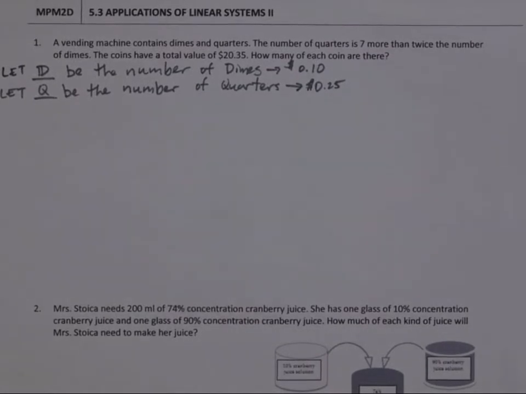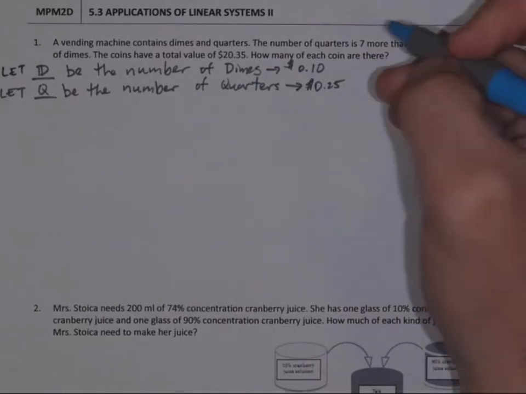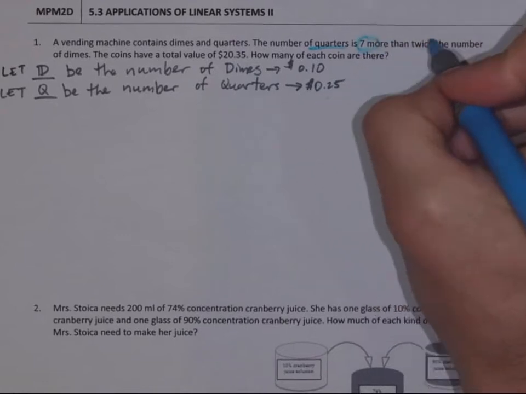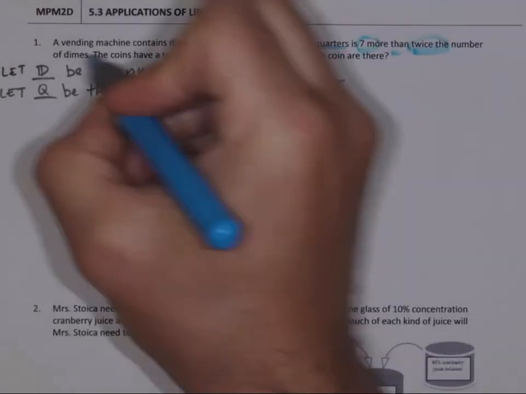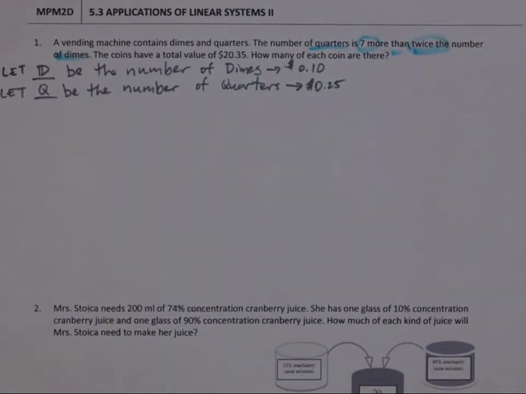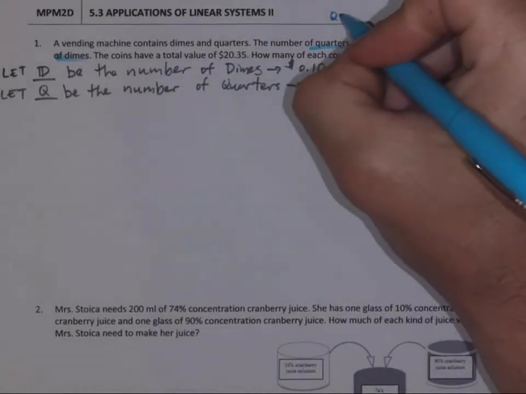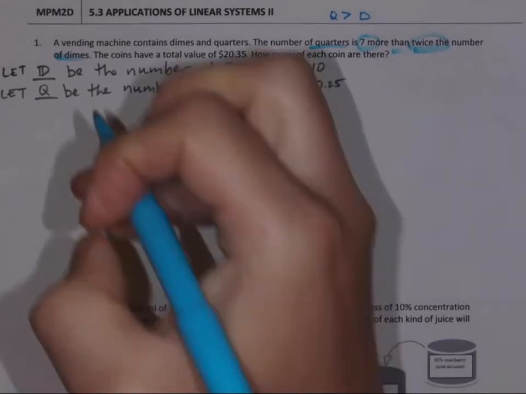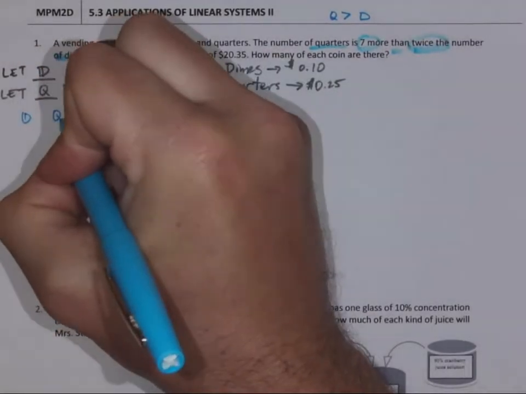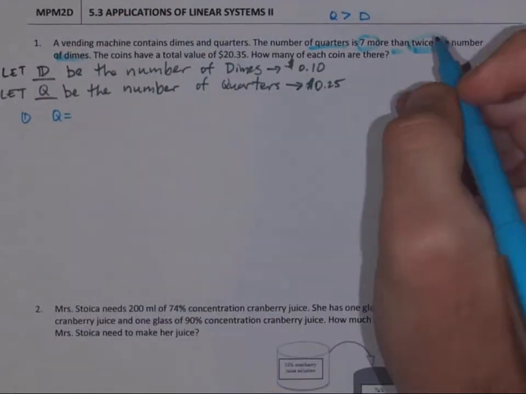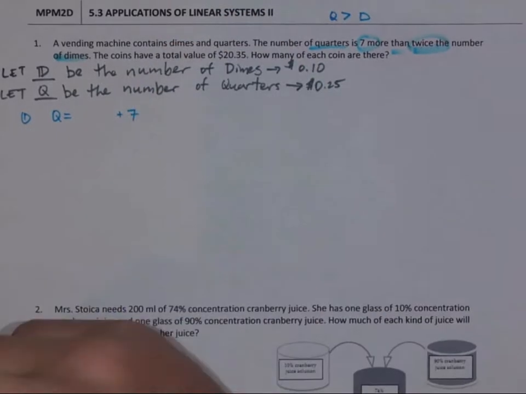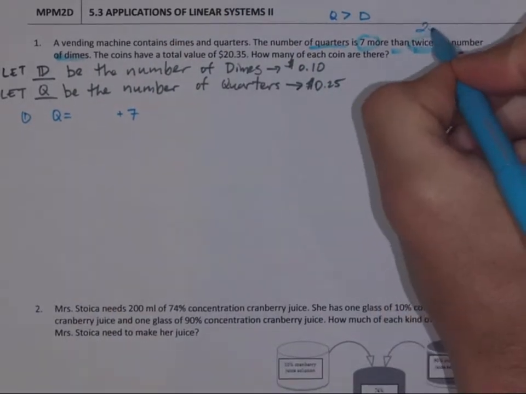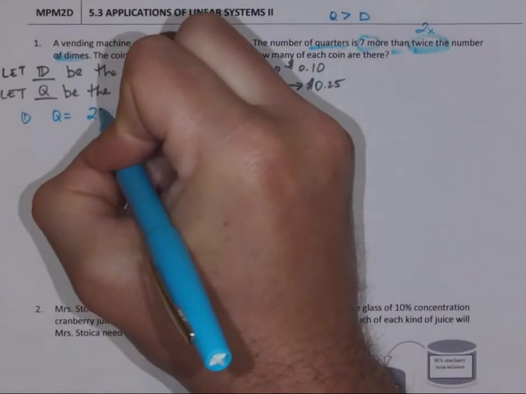So from the information here, the number of quarters is 7 more than twice the number of dimes. So from that, we know that there are more quarters than dimes. So equation 1: quarters, there is 7 more than twice the number, that's 2 times the number of dimes.